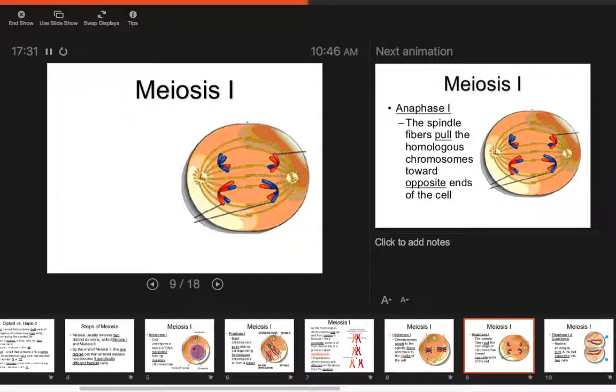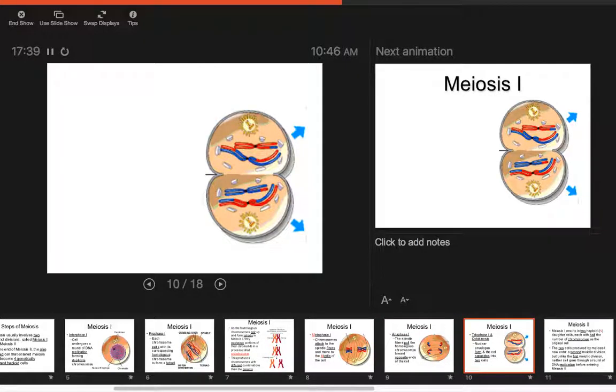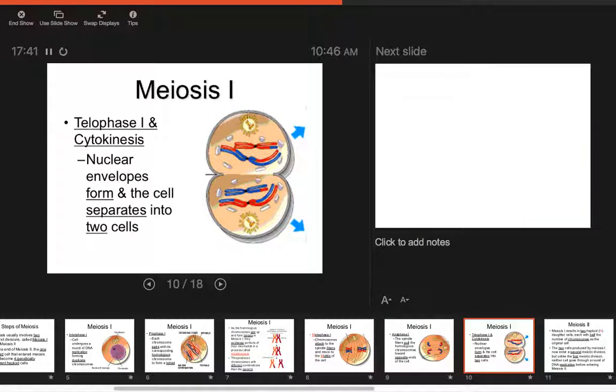Now anaphase is going to happen. Anaphase, away. So now the chromosomes are going away from each other. Okay. Telophase, and now this is the end of meiosis 1, but telophase occurs. Cell separates, okay? And you have 2 cells. But are we done? No, we've got to go through the whole thing one more time.